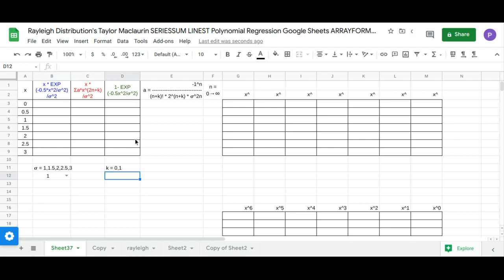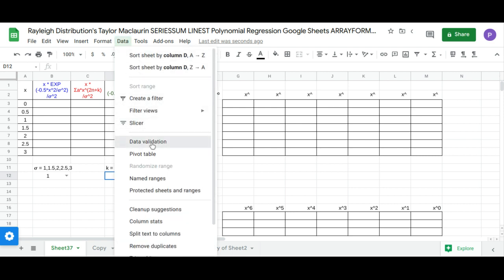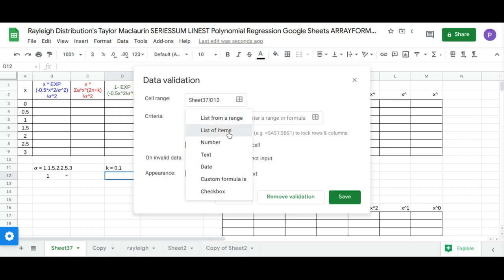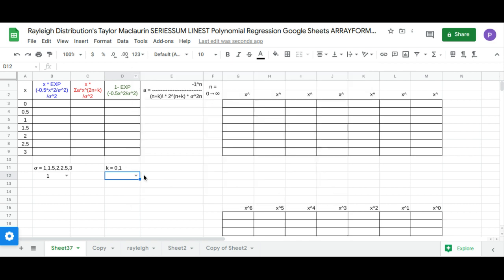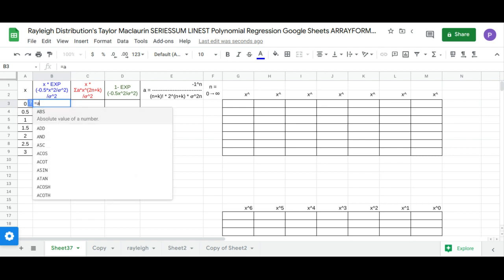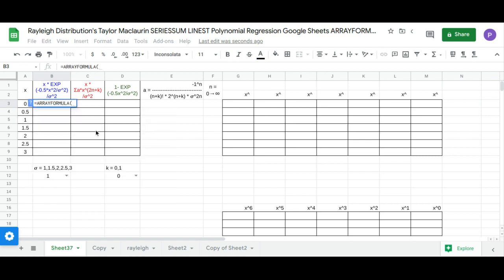And our value of k is data validation, list of items, 0 or 1. 0 if it is probability density function, 1 if it is cumulative distribution function. Now we continue with the probability density function, which is our formula of the x values times e raised to the power negative 0.5 x squared over sigma squared.